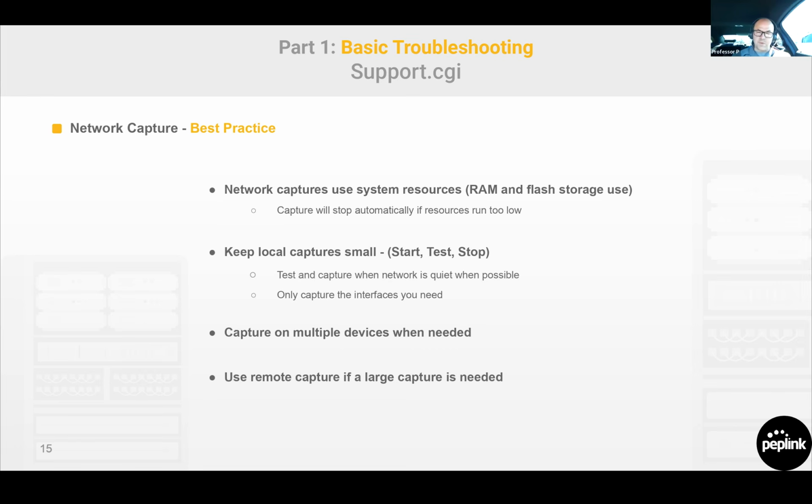Network capture uses system resources, RAM, and flash storage. Capture will automatically stop if resources run too low. Keep local capture small, like run your test just what you need. Don't run it unless you're doing a remote capture. Capture on multiple devices when needed, and then use remote capture if it's large content.